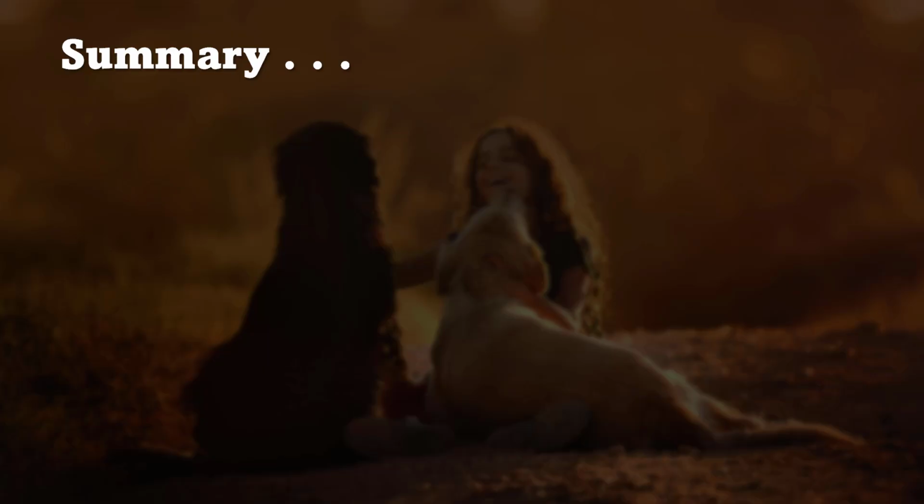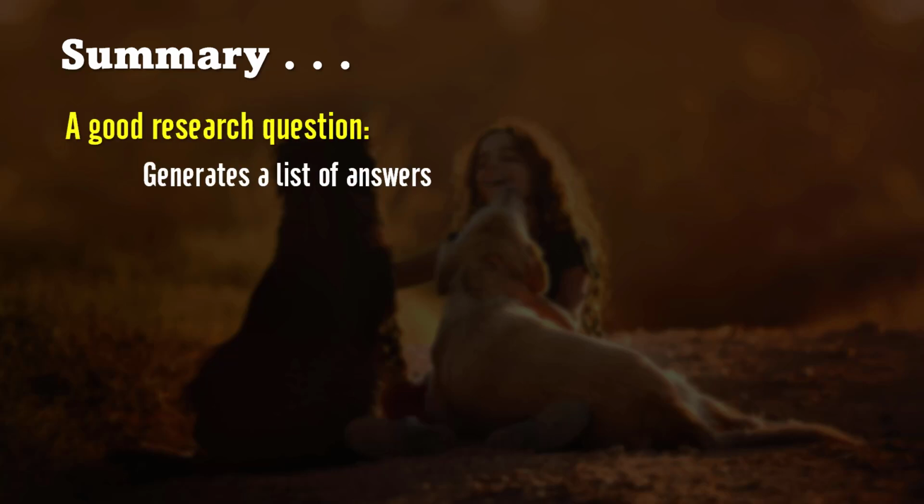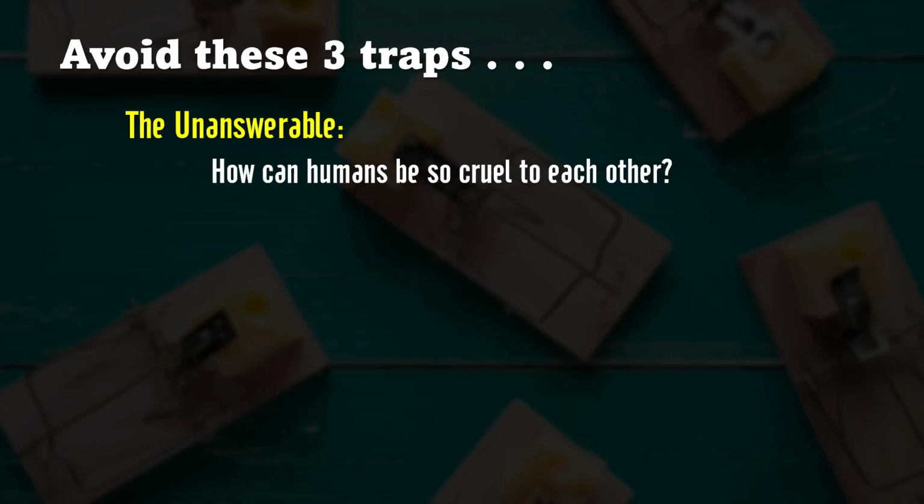So, to summarize, a good research question generates a list of answers. As you implement this strategy, be sure to avoid these 3 traps. Number 1, the unanswerable question. These are questions like, how can humans be so cruel to each other? Is man inherently good or evil? Well, God only knows. But if we changed it to, what are the leading causes of murder in the U.S.? We now have a list of factors to research. Cause number 1, cause number 2, etc.